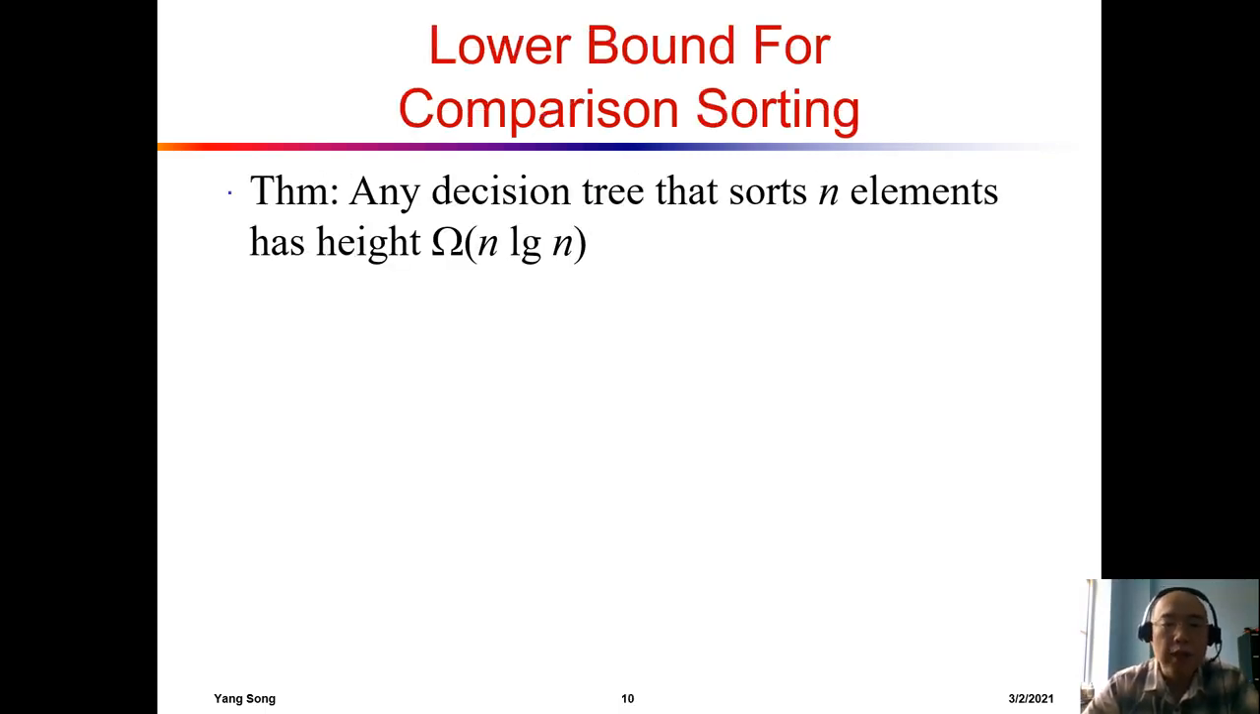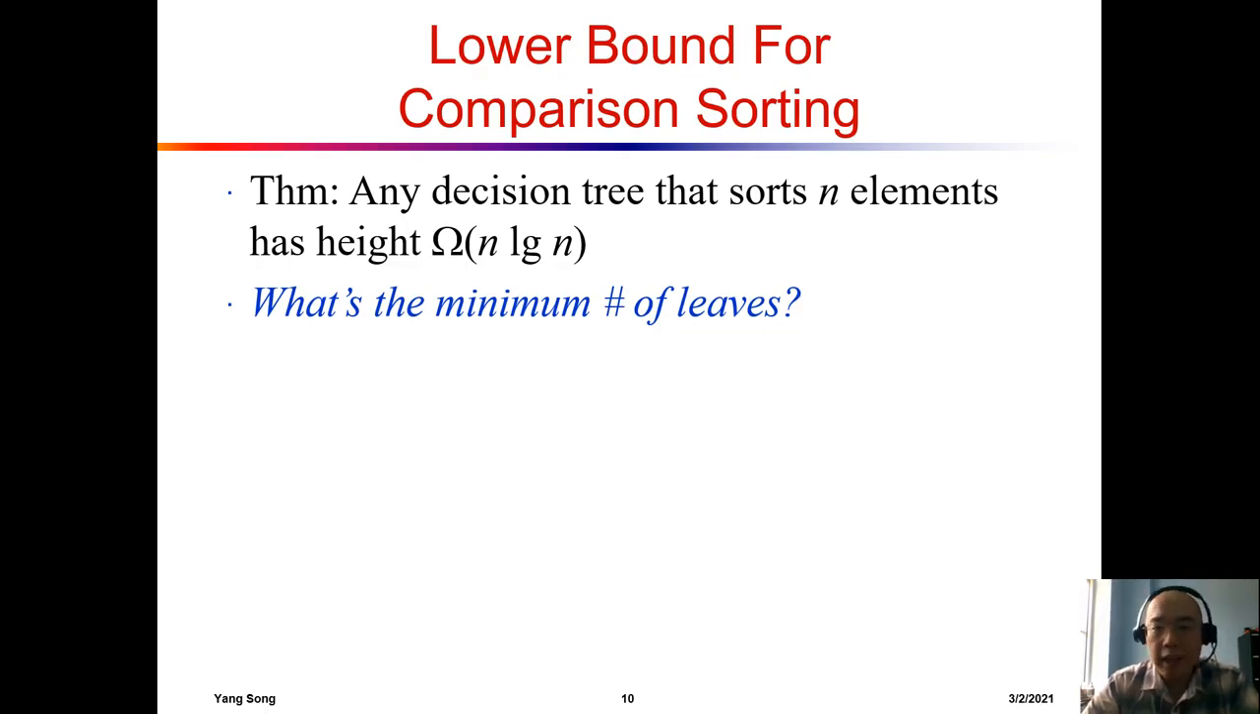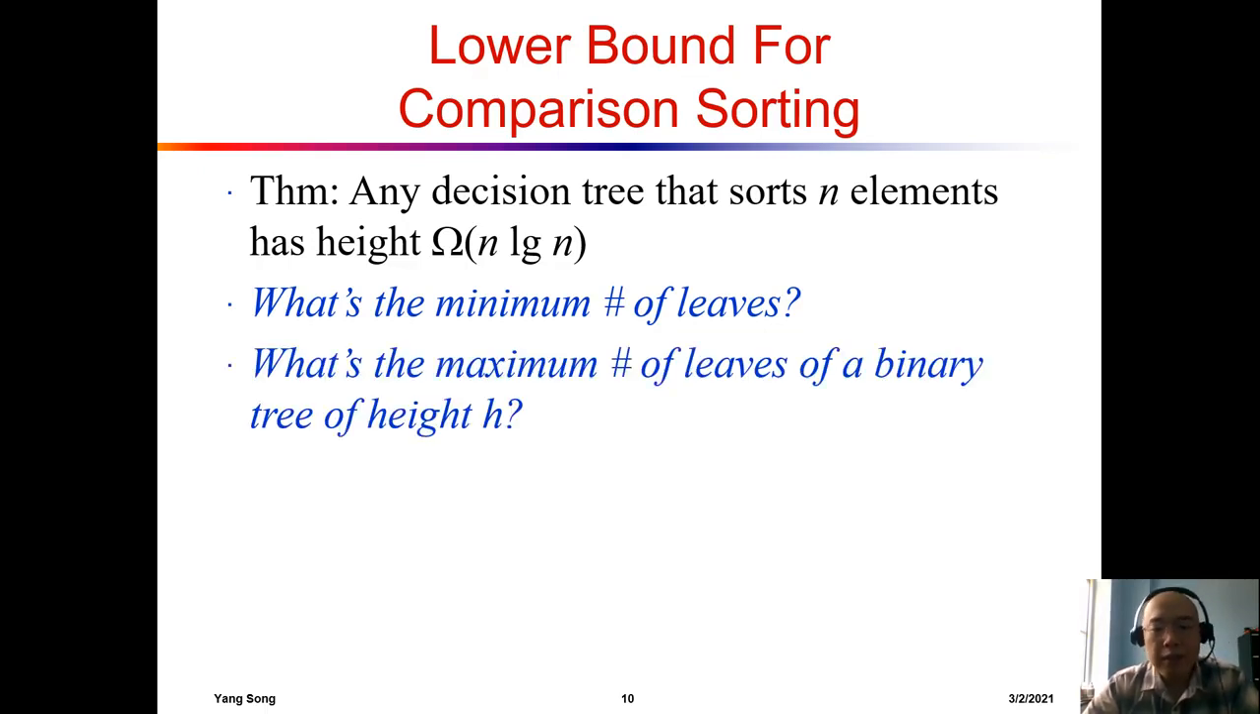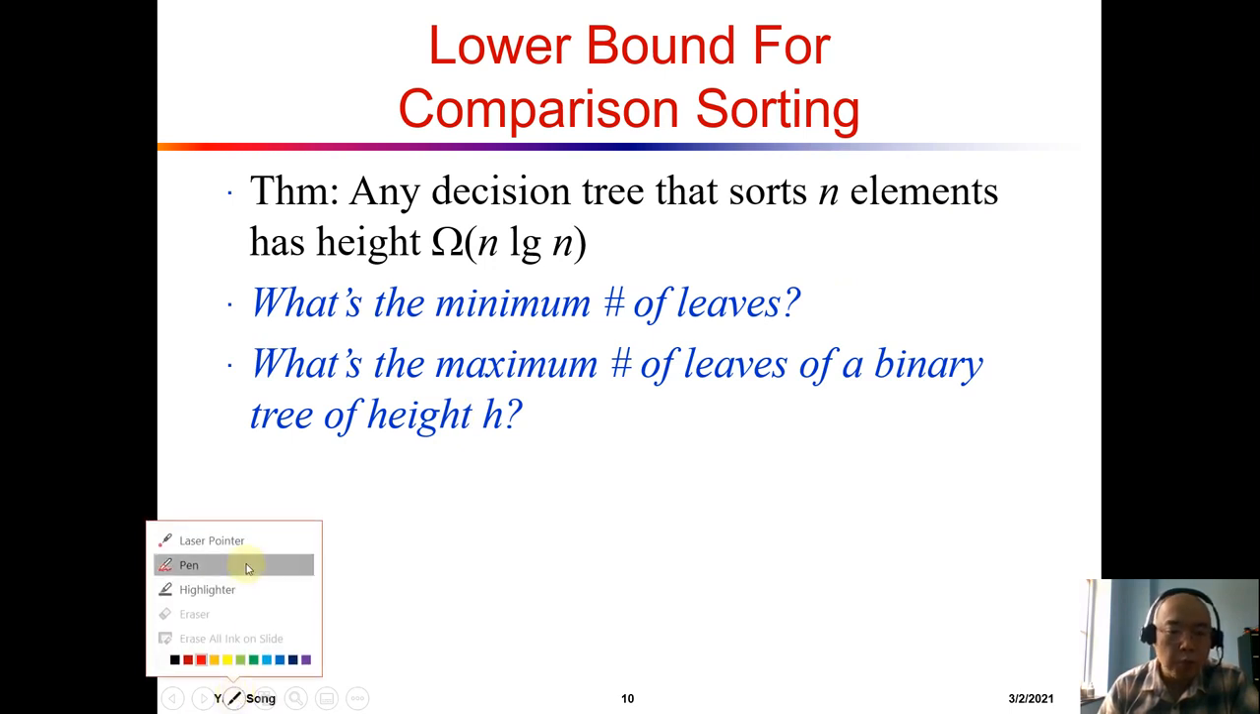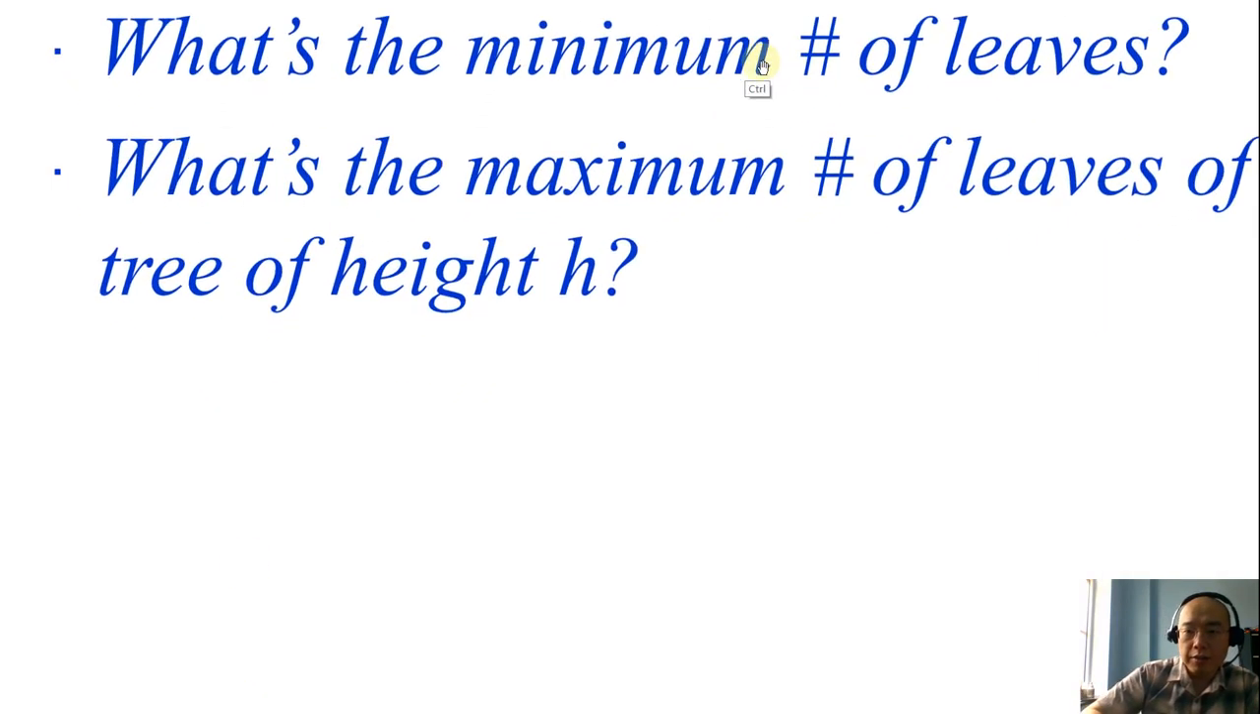So how do we prove that? So this is the theorem, and what is the minimum number of the leaves? And we know the answer. It is n factorial. And if we know the height of the tree is h, what is the maximum number of leaves possible? So just now we talked about the minimum number of the leaves, and the answer is n factorial. And if we know the height of the tree, what is the maximum number of leaves possible? Let's use this strategy.